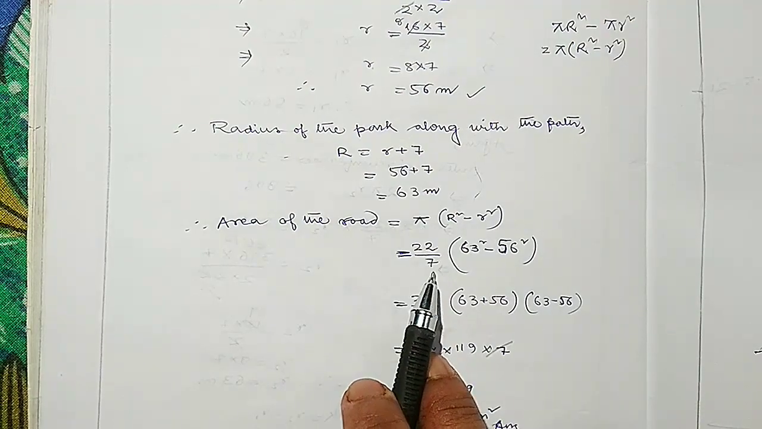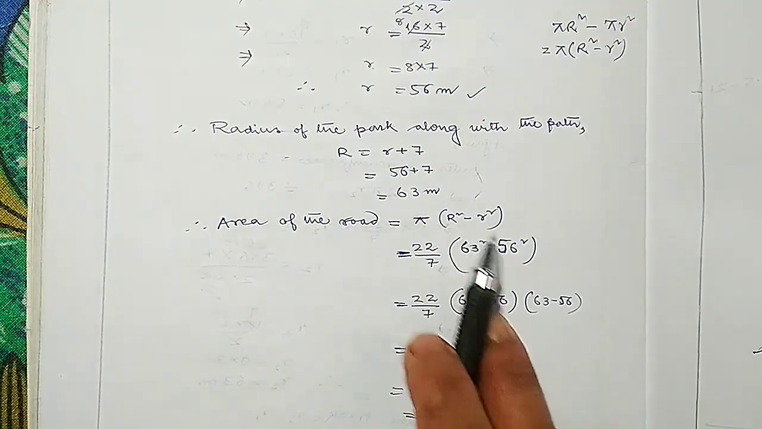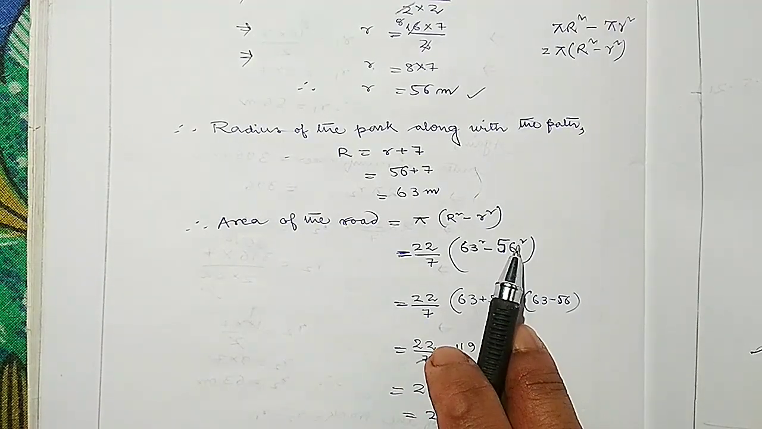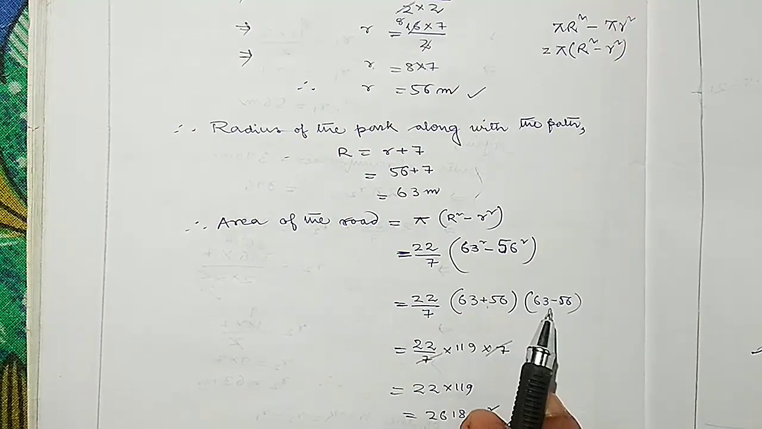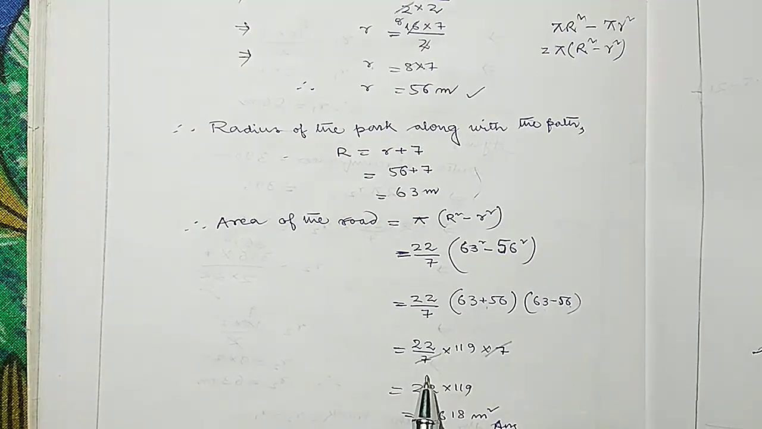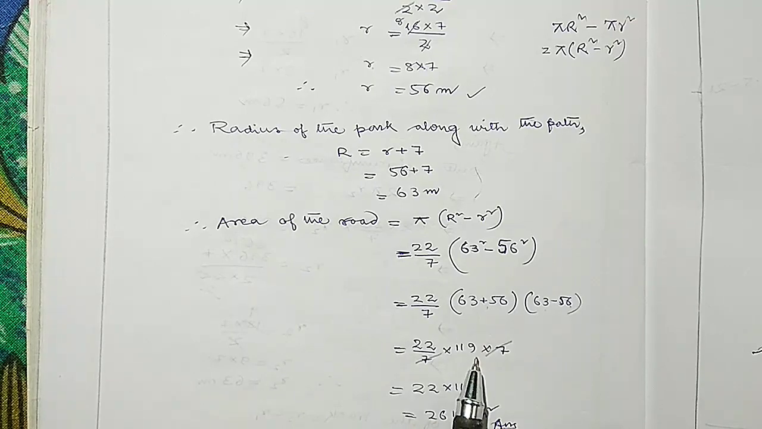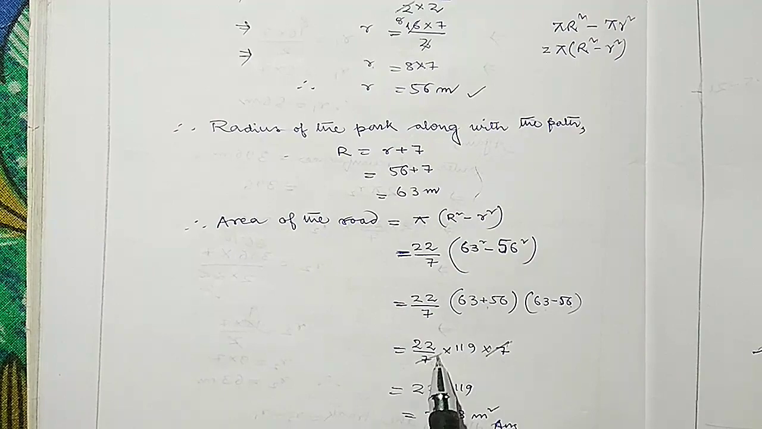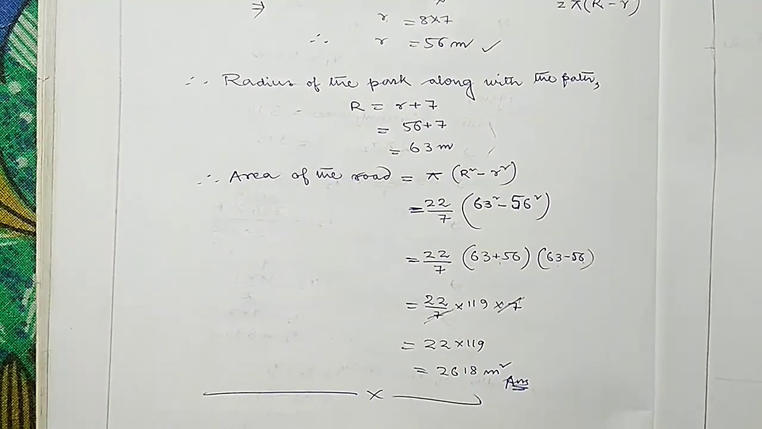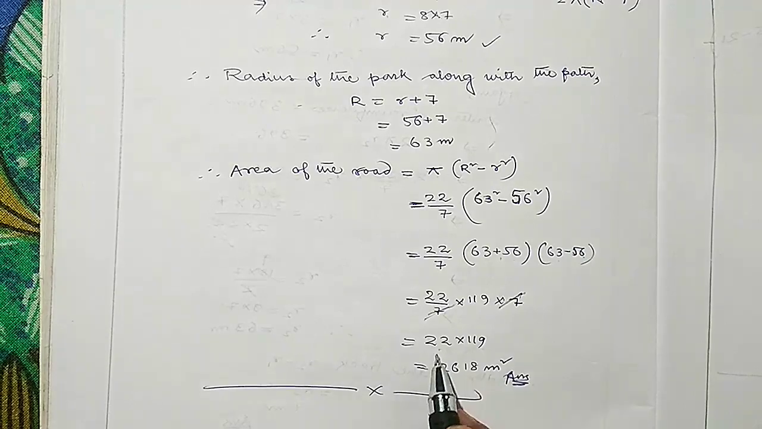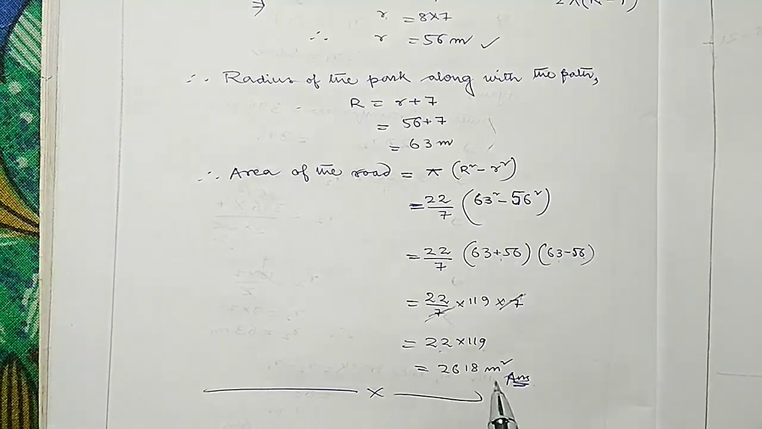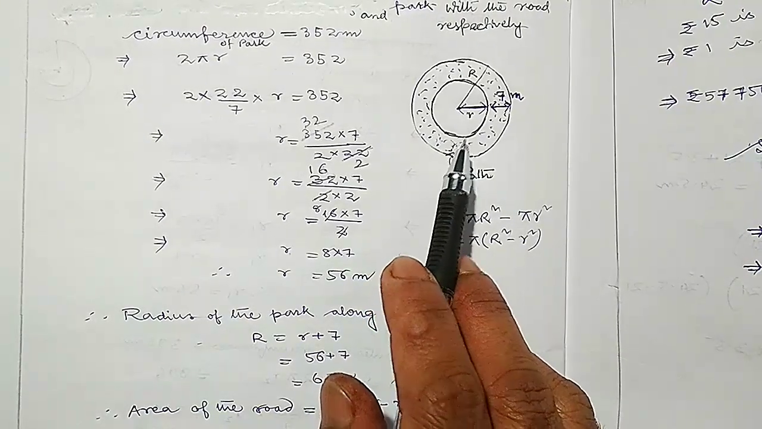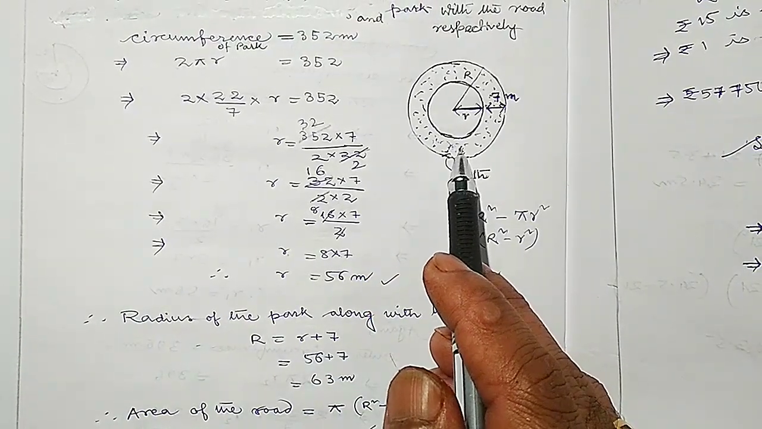Pi is 22 by 7. Capital R is 63, so 63 square minus 56 square. Here we can use the a square minus b square formula, which is a plus b into a minus b. Now 22 by 7, 63 plus 56 is 119, and 63 minus 56 will be 7. This 7 and this 7 can be cancelled. So we are left with 22 into 119, and if I multiply, I get 2618 meter square. That means the area of the path, or you can say the area of the road, is 2618 meter square.